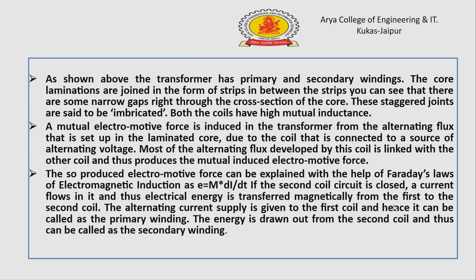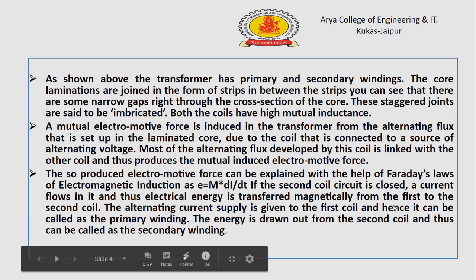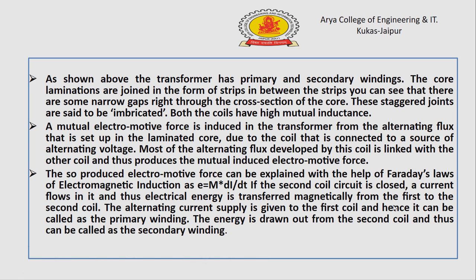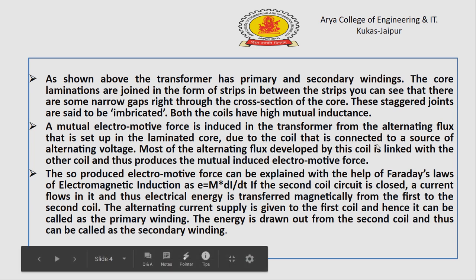Due to the coil being connected to a source of alternating voltage, most of the alternating flux developed by this coil is linked with the other coil and thus produces the mutual induced electromotive force. The electromotive force so produced can be explained with the help of Faraday's law of electromagnetic induction as E equal to M multiplied by di upon dt. If the second coil circuit is closed, a current flows in it and thus electrical energy is transferred magnetically from the first to the second coil.